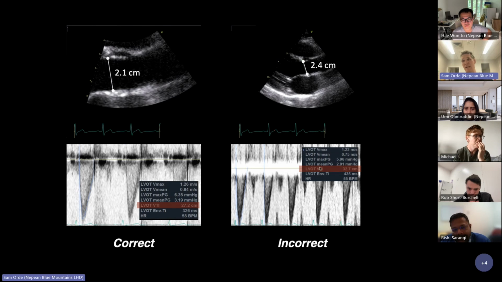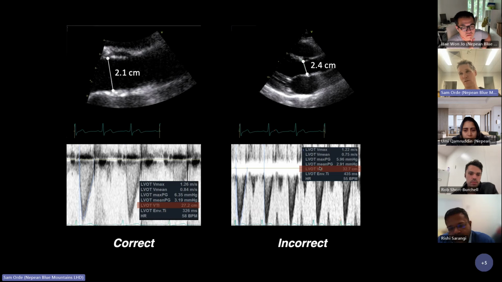If I measure it very badly, with too much gain, I'm measuring the beard, not the chin. I'm not measuring it accurately because I've got too many cardiac cycles. I can easily overestimate what the VTI is.